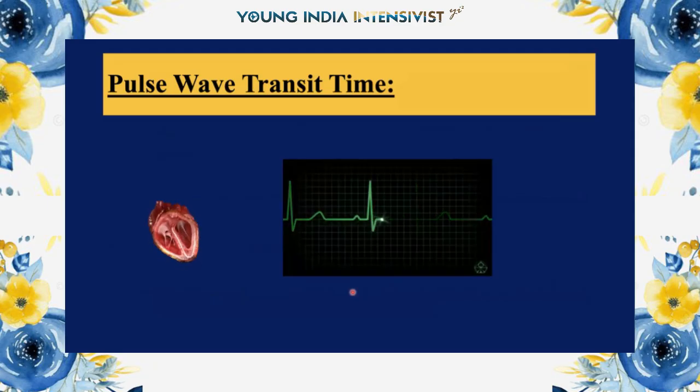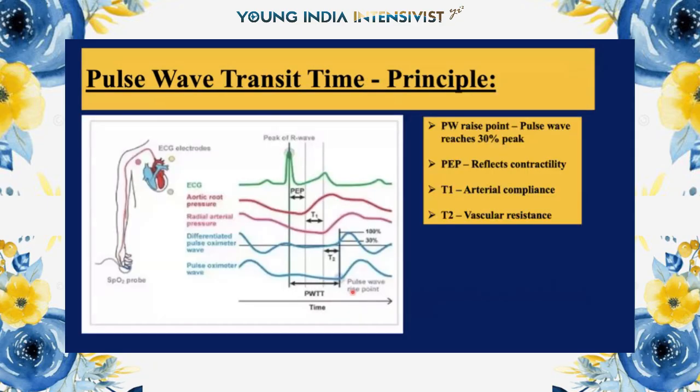Okay. So this is the ECG and this is the pulse wave. Here the pulse wave reaches 30% of the peak, and you do have various time points, which are T1, T2, and so on. Let us dissect and see the individual time points. The PEP refers to the electromechanical delay at the start of the systole and the isovolumetric contraction, starting with the R wave of the ECG.